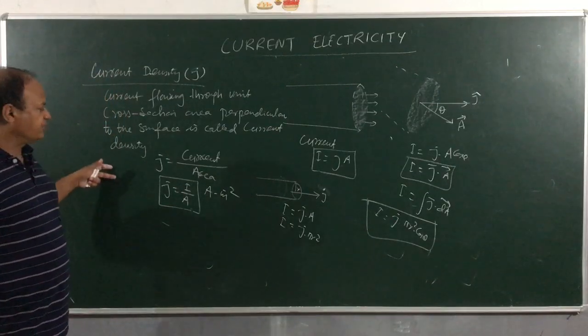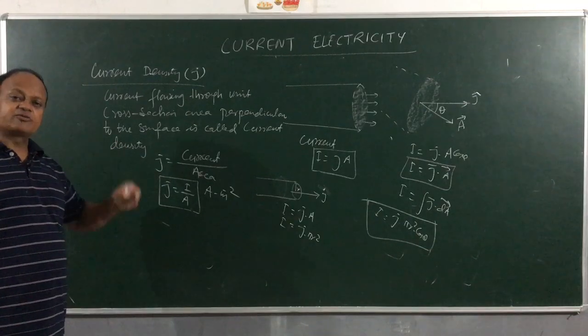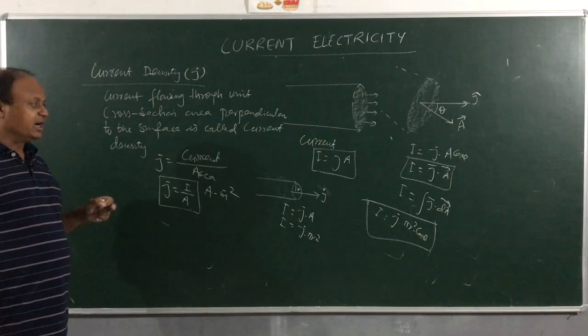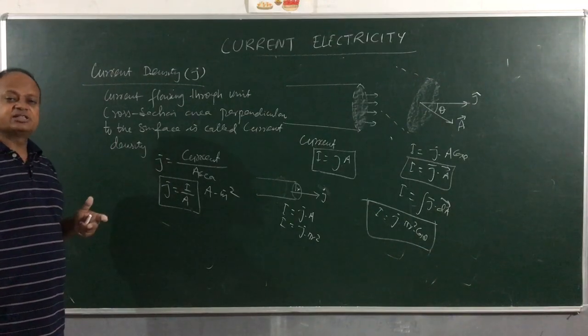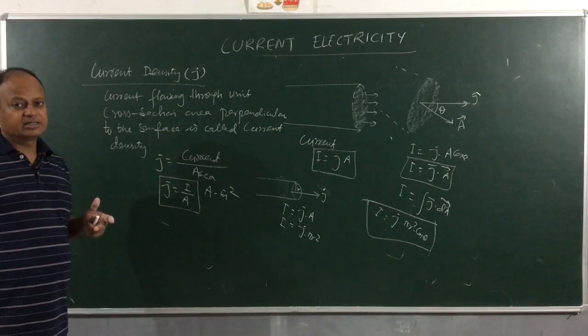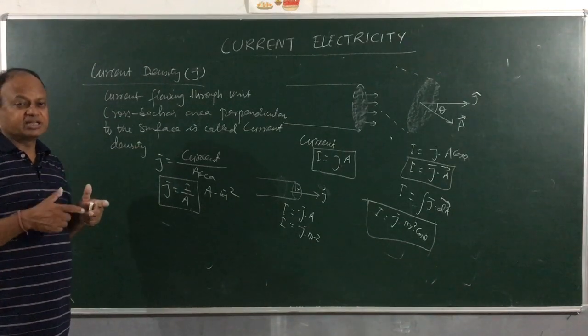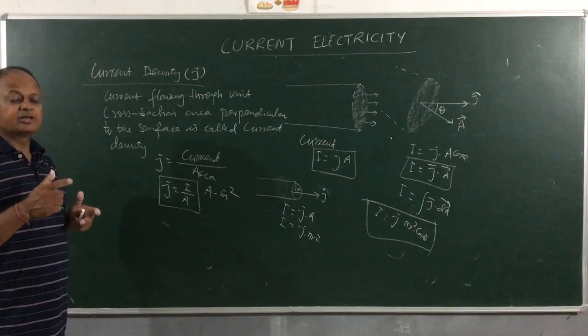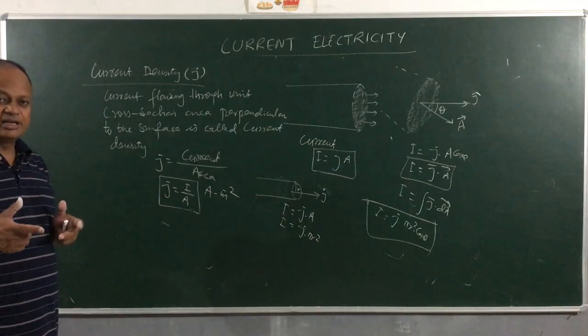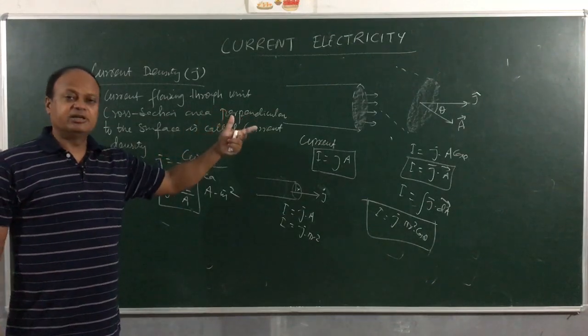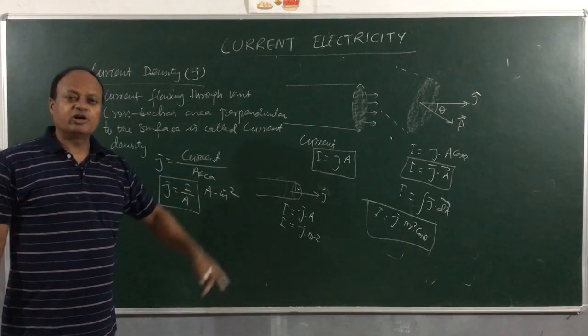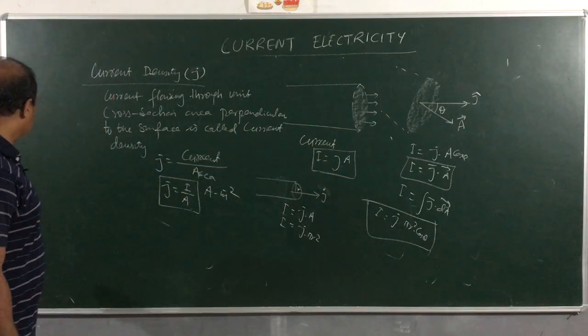So we understood the concept of current density. Remember, it is a vector quantity and it is directed perpendicular to the given cross section area. If there is an angle, then we will use J into A cos theta for numericals. Bear this in mind.